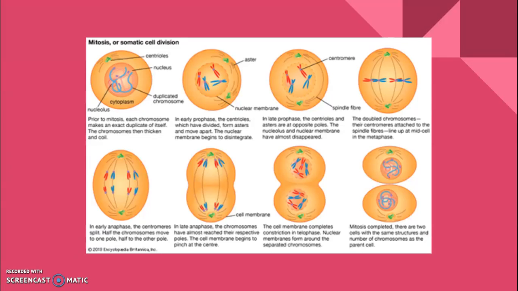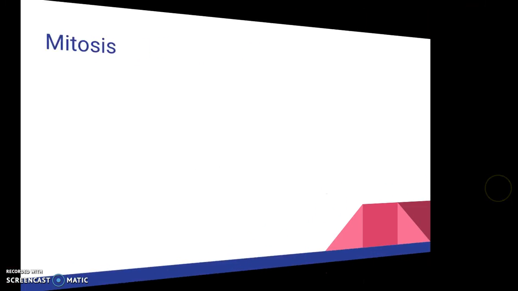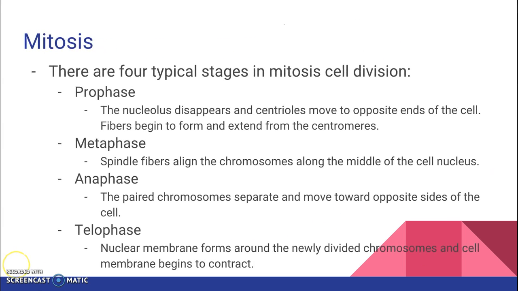So this is kind of a diagram of mitosis. This is how everything happens. We're going to break this down a little bit. So there are 4 stages in mitosis. There's prophase, metaphase, anaphase, and telophase.